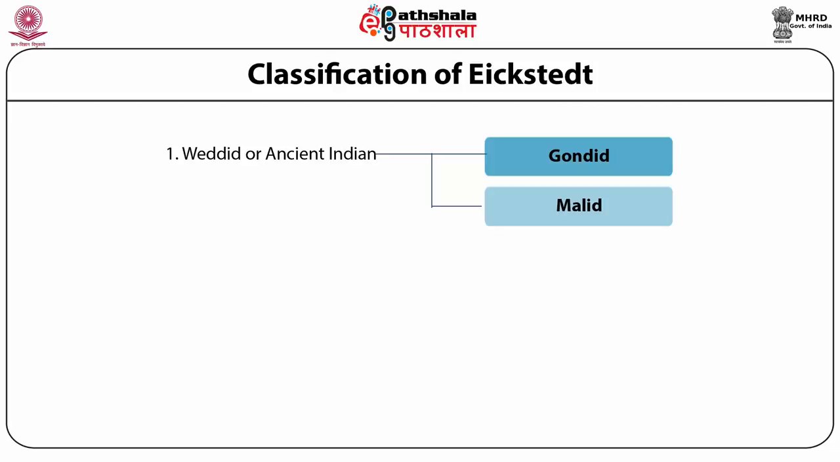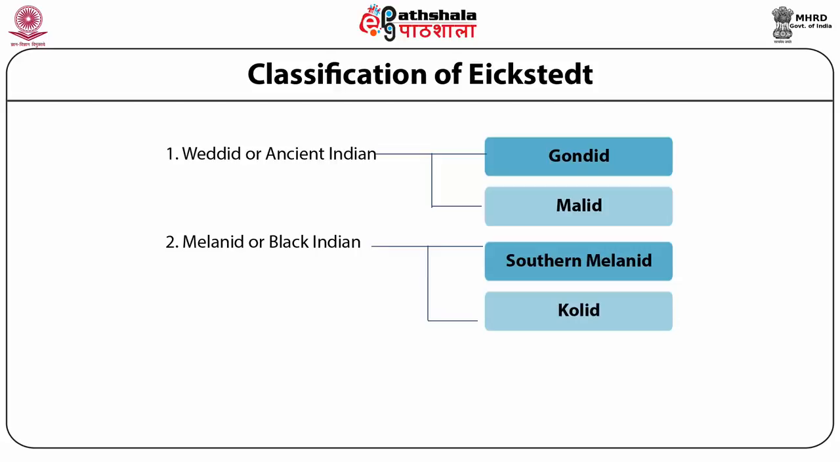Second type is Melanid or Black Indian. Racially, they form a mixed group. They are divided into Southern Melanid and Kolid. Southern Melanid: they live in the southernmost plain of India. Matriarchal influence is marked. Their skin color is black. Example: Yanadi. Then Kolid: they are found in the North Deccan forest. They have a strong totemistic belief. Matriarchal influence is observed. Skin color is black brown. Examples: Munda and Ho.